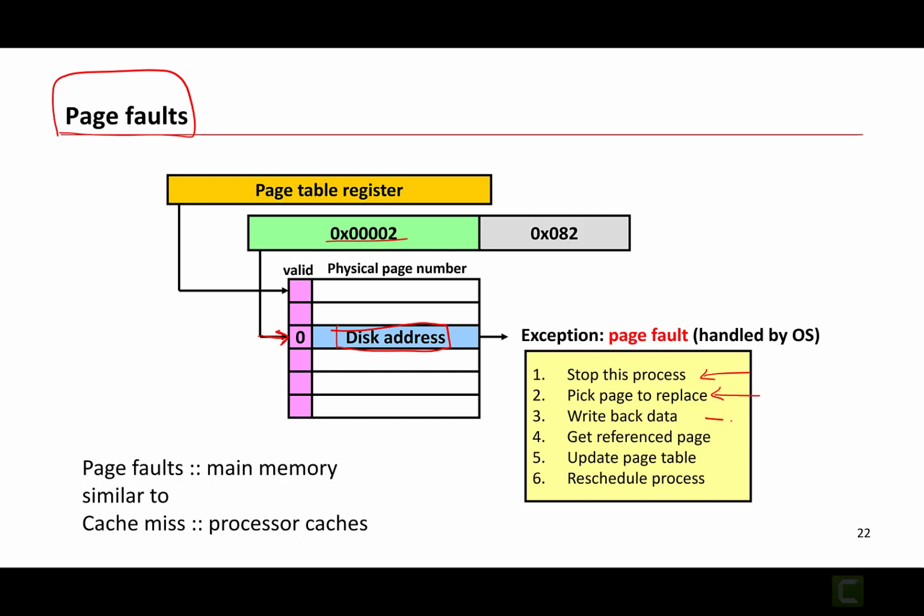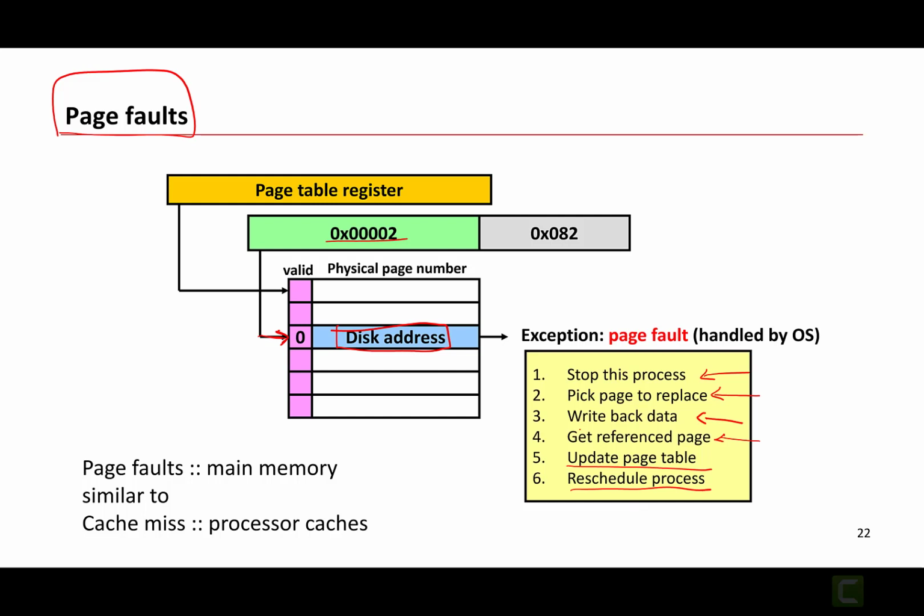And then whatever victim that you choose needs to be moved from the main memory to the disk, and then you read the data from the disk, bring it to the main memory, and then you update the page table with the new physical addresses for the two pages that you swapped, and then you reschedule the process. So you would context switch in the middle of these things.